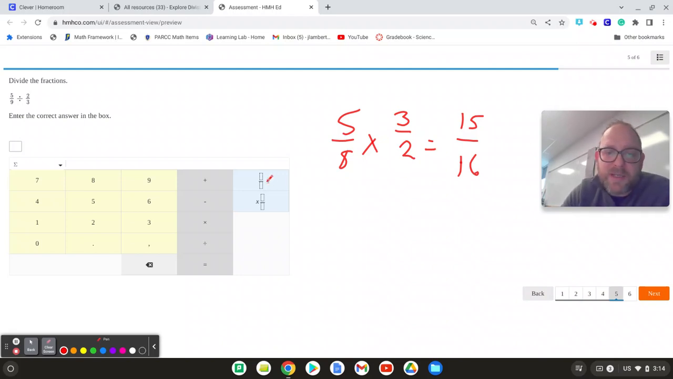Guess what? You are done, y'all. That's all you got to do. And again, this one you can't even simplify. So there's nothing you have to do after you get to 15/16. Clear that out. We'll try the last one together.